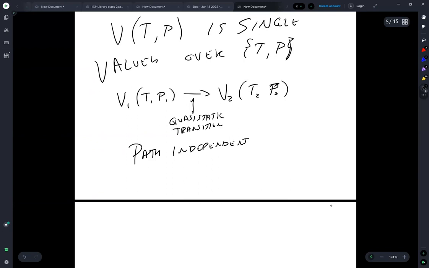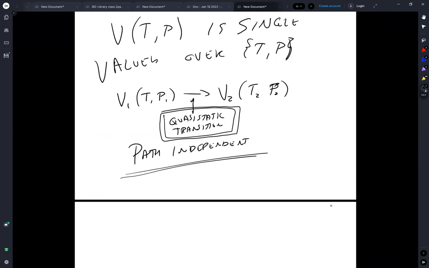Now, of course, this is dependent on you taking this very careful transition, and we'll see later that that limits the type of activities we're engaged in. But nonetheless, when you're dealing with an equation of state with well-defined state variables, it's possible to move from one state to the next, and the path is irrelevant.